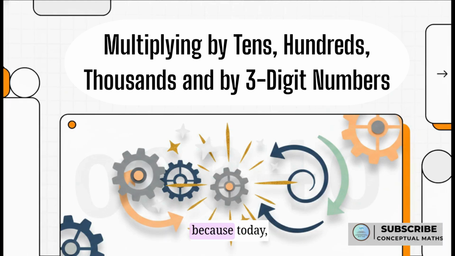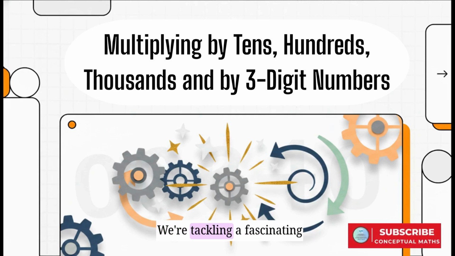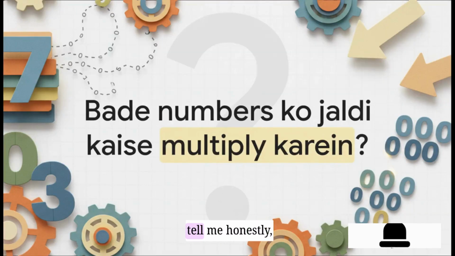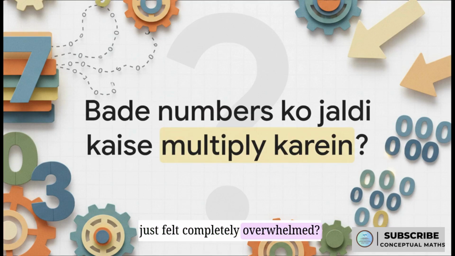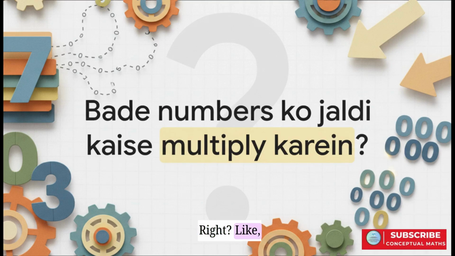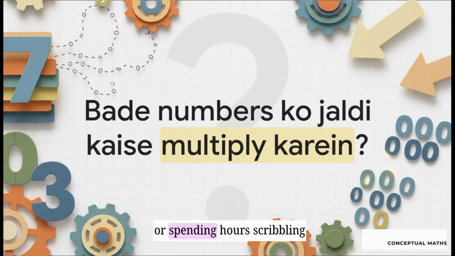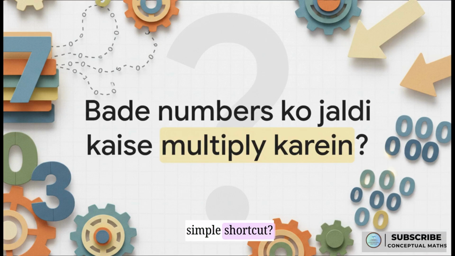I'm so glad you're here because today you're going to unlock a literal mathematical superpower. We're tackling a fascinating part of Chapter 2, multiplying by tens, hundreds, thousands, and way beyond. Now, tell me honestly, have you ever looked at a massive math problem and just felt completely overwhelmed? Thinking, बड़े numbers को जल्दी कैसे multiply करें, right? Like, how on earth do we tackle these huge numbers without getting intimidated or spending hours scribbling on scratch paper doing tedious calculations? Well, what if I told you there's a brilliantly simple shortcut?